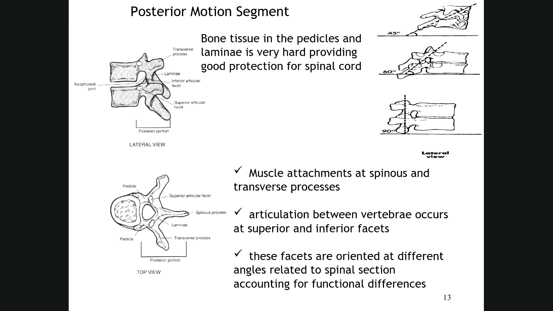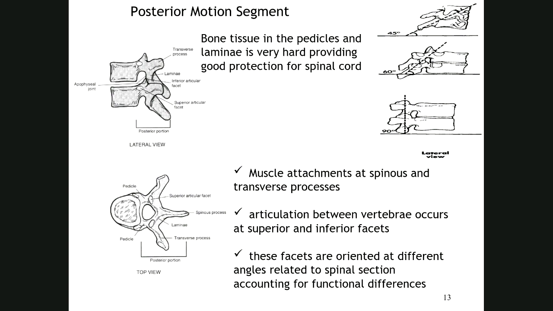Then we have our posterior motion segment, which consists of bone tissue. The bone tissue in the pedicles is very hard, which provides good protection in the posterior segment of the spine. That's one of the things that protects. We're going to be covering muscles and other ligaments that also protect the spine. Muscle attachments at the spinous and transverse processes also provide stability. Articulation between vertebrae occurs at the superior and inferior facets, which also provides stability.